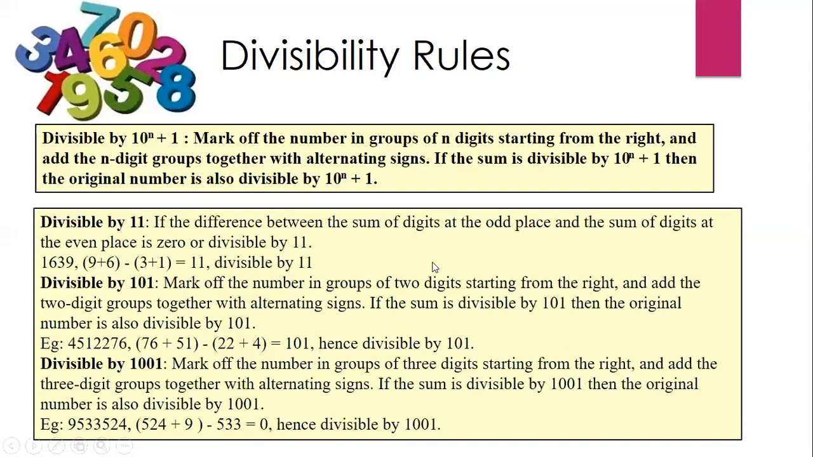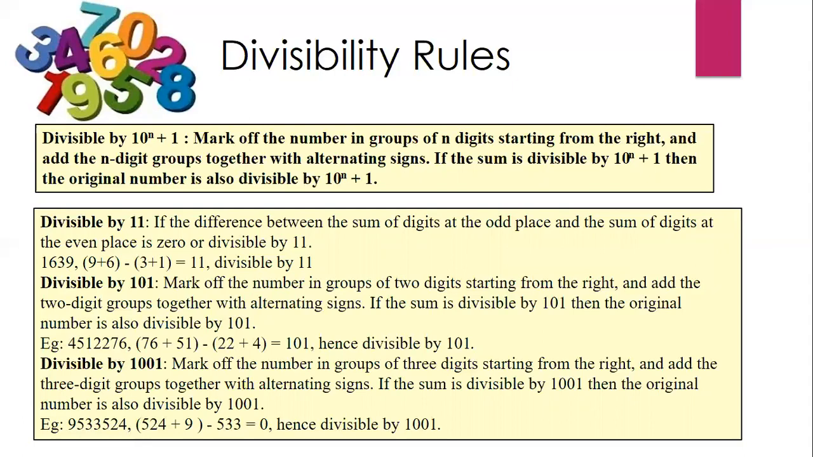Now we have the numbers 11, 101 and 1001. This follows a different approach. We split the digits based on odd positions and even positions, taking it from the rightmost place. Take the digits 1, 6, 3, 9. Consider the first place, second place, third place, fourth place. Sum of digits in odd places minus sum of digits in even places. If it is 0 or 11, then the whole number will be divisible by 11.